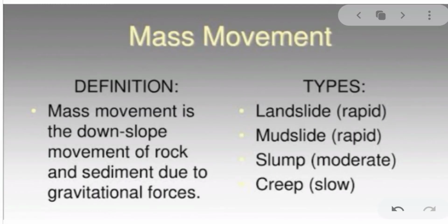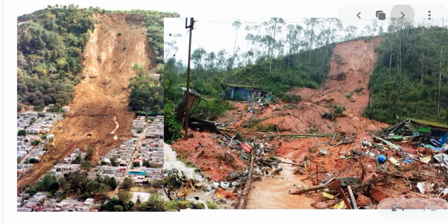So, next we have here the mass movement. The definition of this one is that it is the downslope movement of rock and sediment due to gravitational forces. We have types of that. Landslide, which is rapid. Mudslide, rapid. Ibig sabihin, mabilis lang yung movement. Slump, moderate. And then creep, it is slow. So, ito yung example ng mass movement natin.